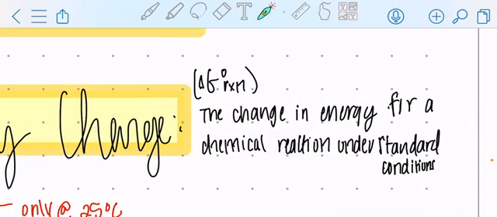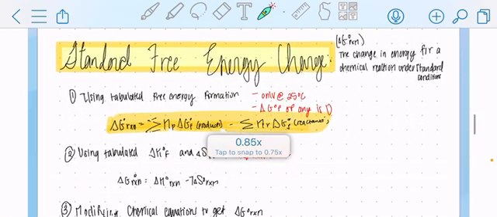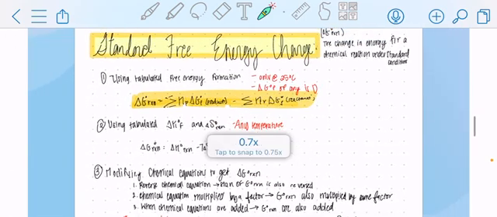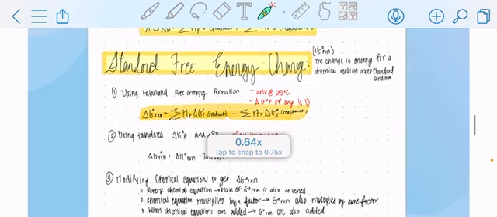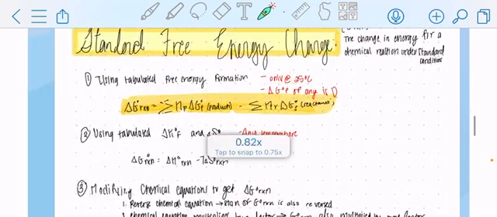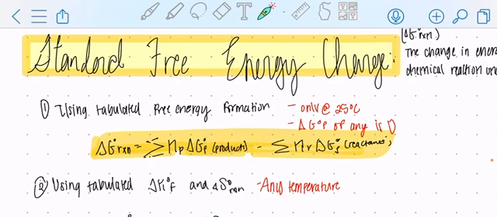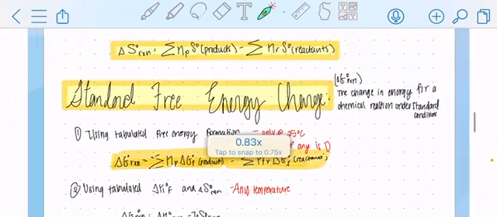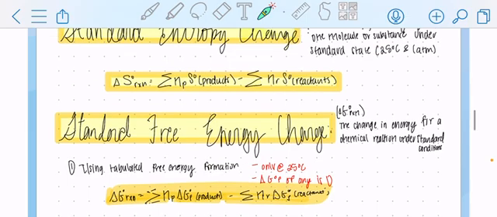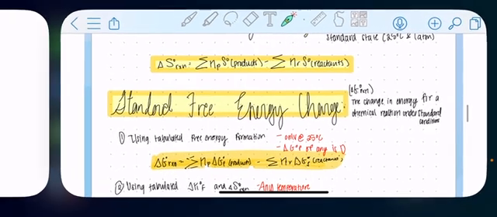Standard free energy change, the Gibbs free energy change for a chemical reaction under standard conditions as above. So to calculate the standard free energy change, we can do it in 3 ways. I will describe them below, starting with using the tabulated free energy of formation. So this is again at 25 degrees Celsius, and the standard free energy change of formation is 0 because it is a standard condition. And it is similar to the way that we did it for the entropy of the reaction.